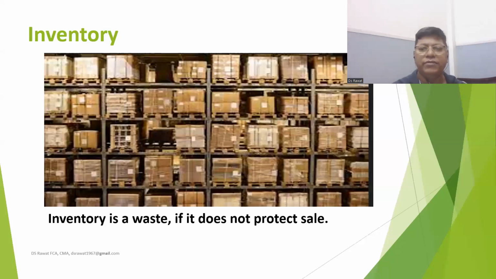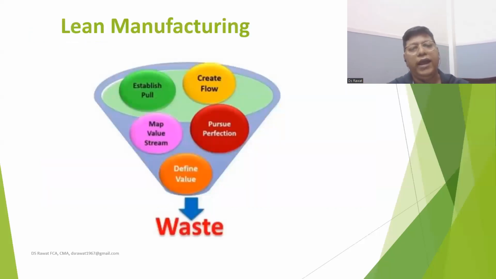As I told earlier, 100% perfection is not possible. Therefore, keep some inventory, but to the minimum level. And this is the lean manufacturing. After studying all the slides, we have come to the conclusion that there is a lot of waste. We have to eliminate that waste, and we have to come to lean manufacturing.